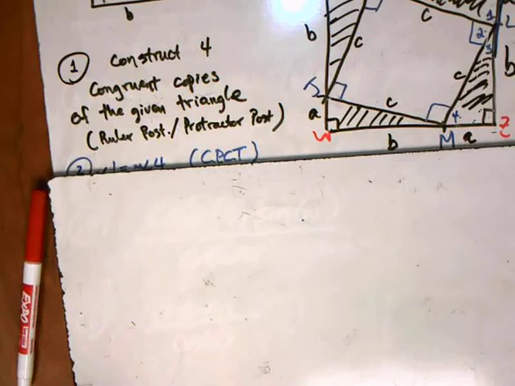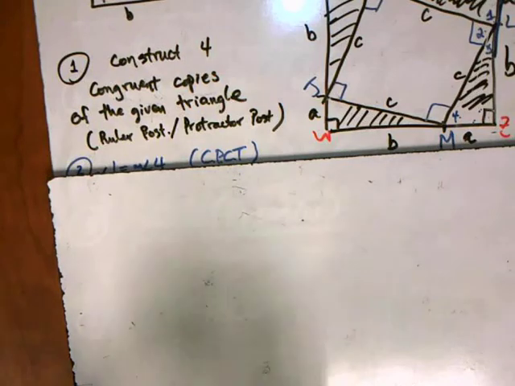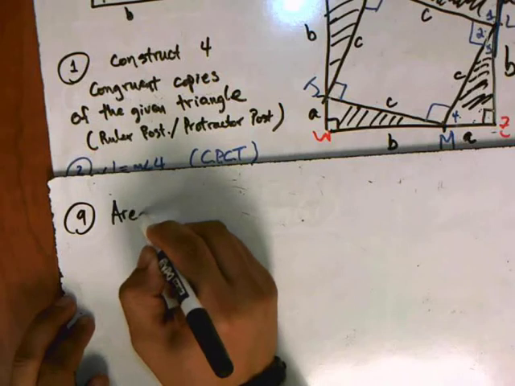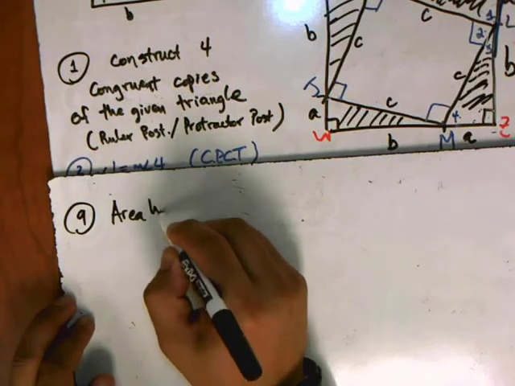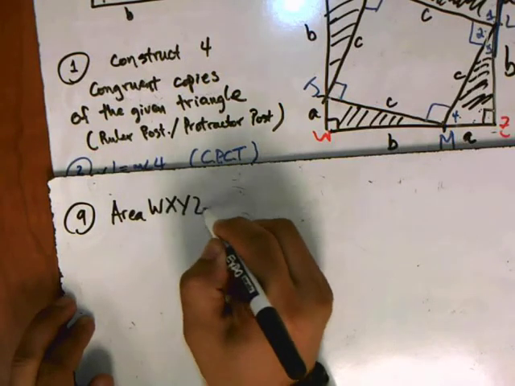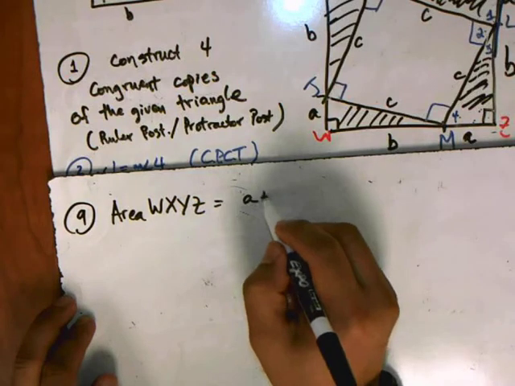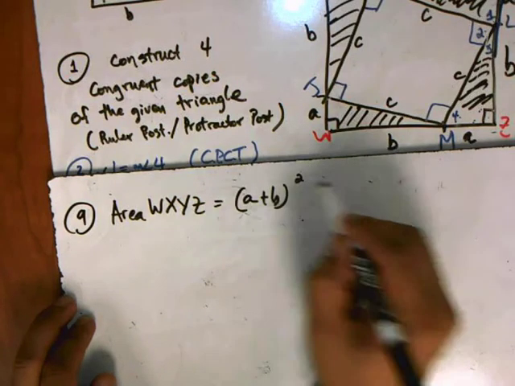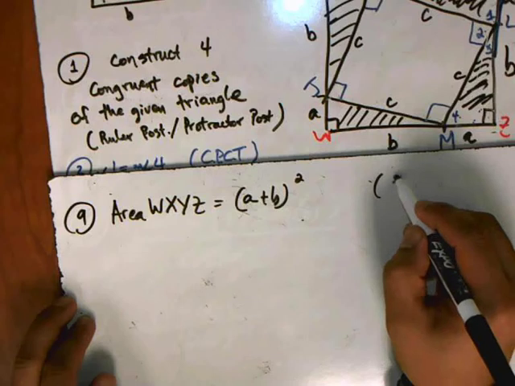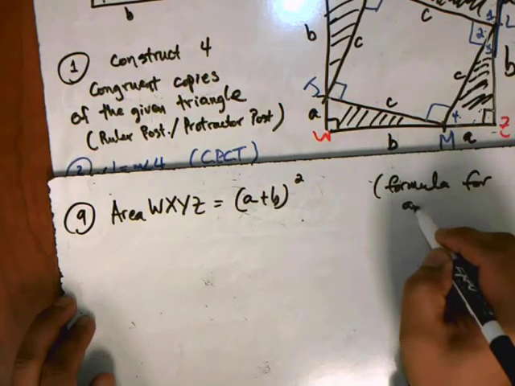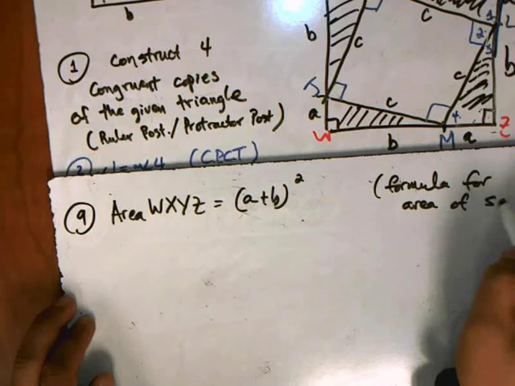We're on step 9. Okay. So now I can show that the area of WXYZ is equal to (a plus b) squared, because that's the definition of the area of a square. So this is the formula for the area of a square.